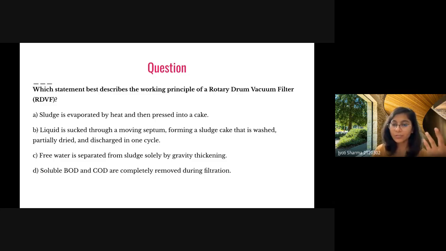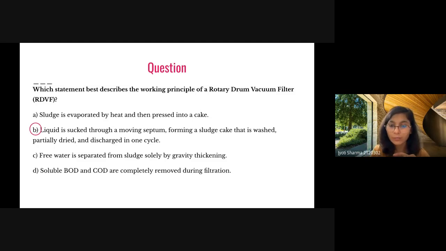I think from the options only it is very clear, and you people also gave me the right answer that this is B. So what we are doing here, we do have some moving septum, some compartment, and that is sucking the liquid. And if the liquid is sucked using vacuum, then it will form some sludge cake that would be solid in nature, right? That sludge cake will be washed, that would be drier, and that would be discharged in one cycle.